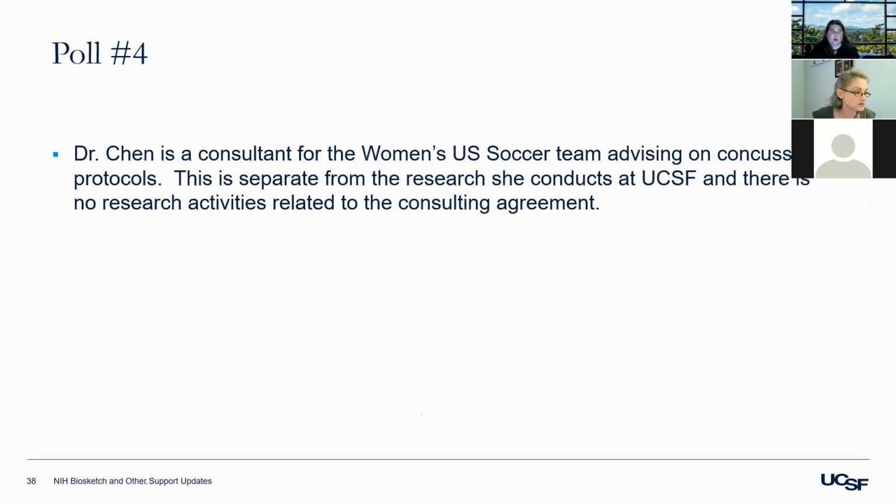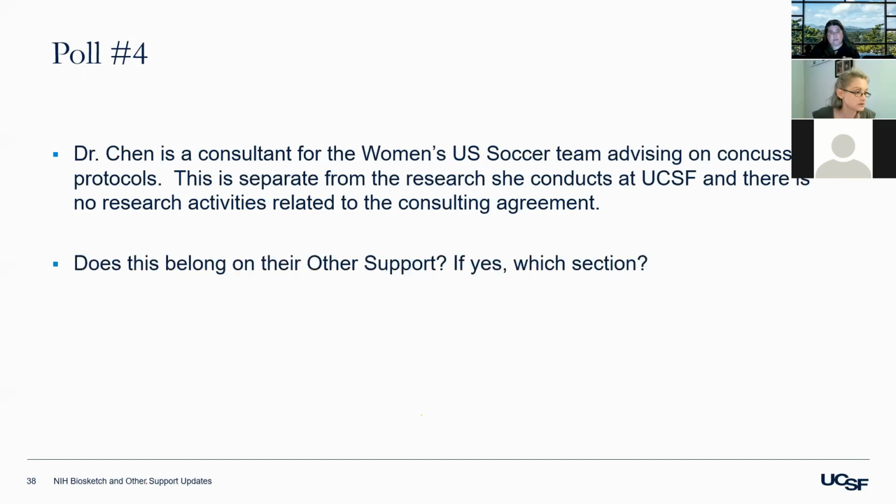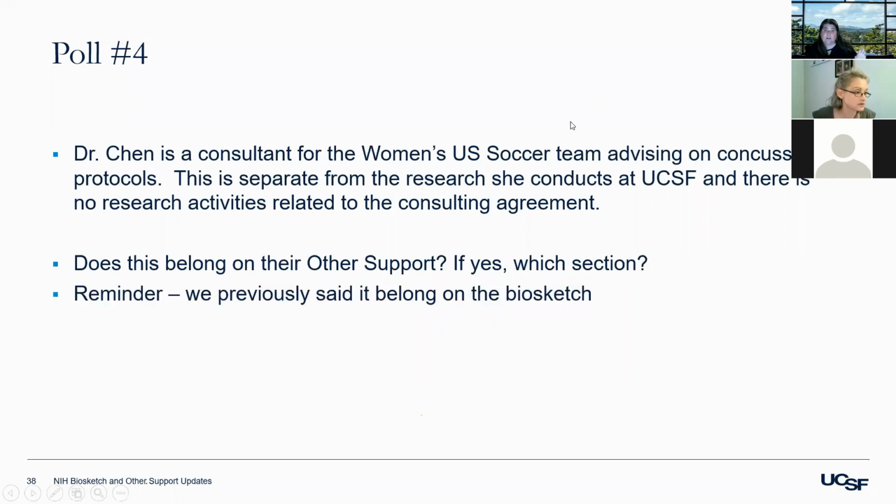So same scenario: Dr. Chen is a consultant for the women's US soccer team, advising on concussion protocols, separate from the research she conducts at UCSF, and there's no research activities related to the consulting agreement. Does this belong on other support? If yes, which section? As a reminder, we previously did say it belonged on the biosketch in the position, scientific appointments, and honors section. So now I'm going to launch the next poll. Does it belong in other support?